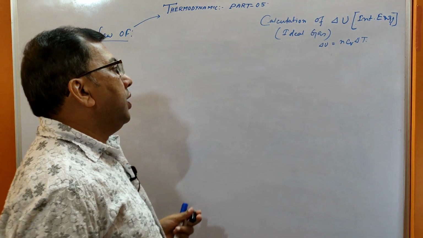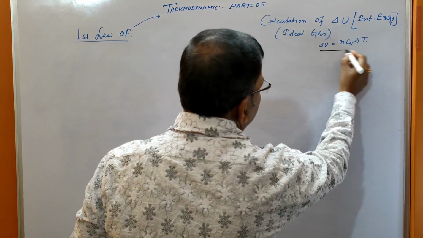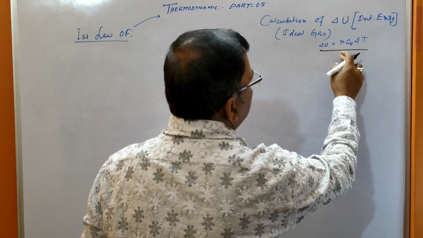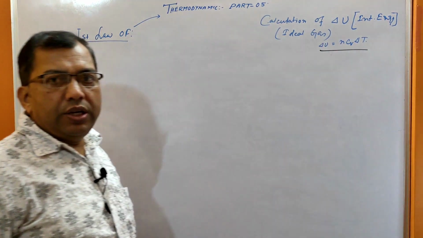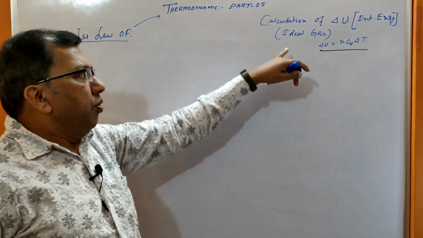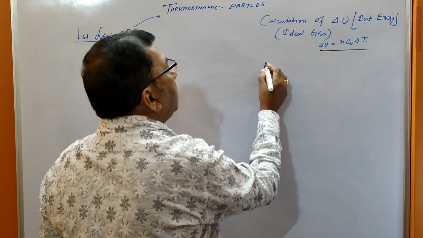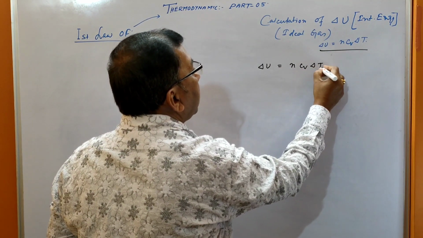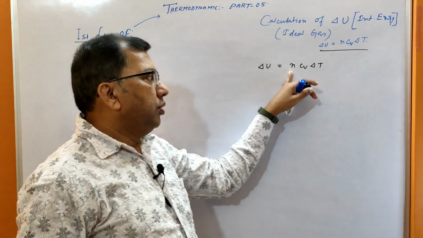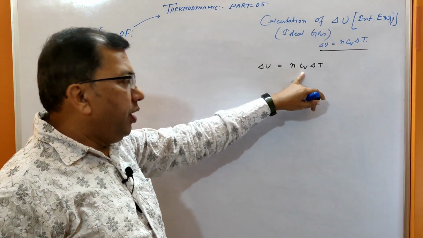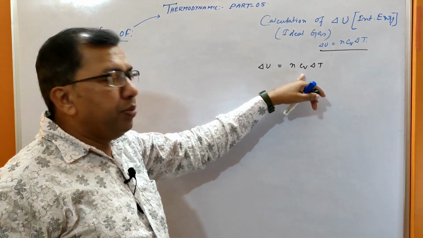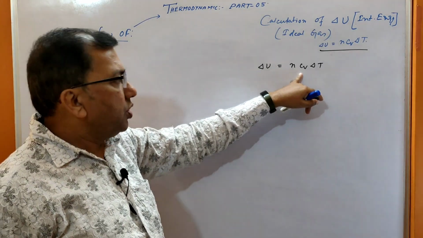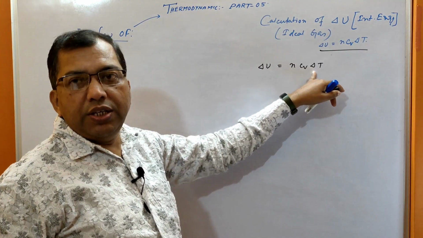So what we know is that delta U equals n Cv delta T. If you differentiate, then dU equals n Cv dT. In this equation, n equals the number of moles, and Cv is the molar specific heat capacity at constant volume. I will discuss it in a later section. Delta T equals the change in temperature.